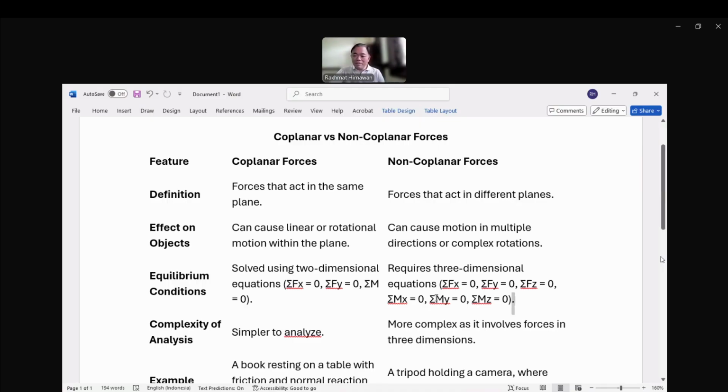The principle is this, and if it's in equilibrium, if it's not in equilibrium, that means sigma Fx is not zero, sigma Fz is not zero. You have a resultant.